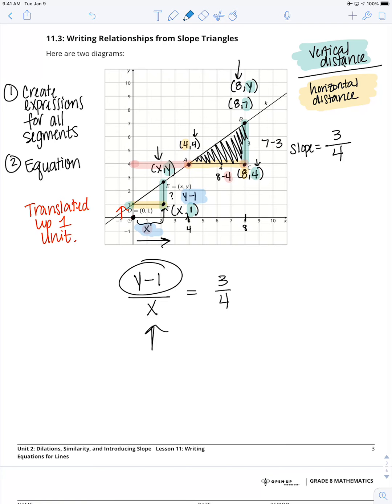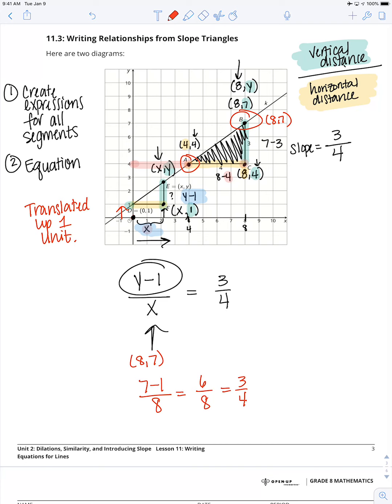Let's take a point. Let's try B. We said B was 8, 7. Well, if I use this formula I created, this rule, I should get 3 over 4 without having to make a slope triangle. So 8, 7. My y value is 7, so I know I have to subtract 1 from it. And my x value is 8. 7 minus 1 is 6. 6 over 8 is equal to 3 over 4. That proves it.